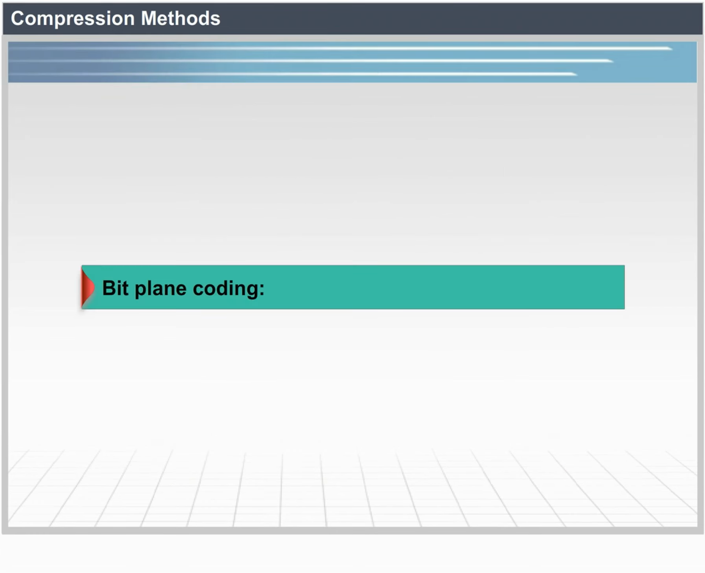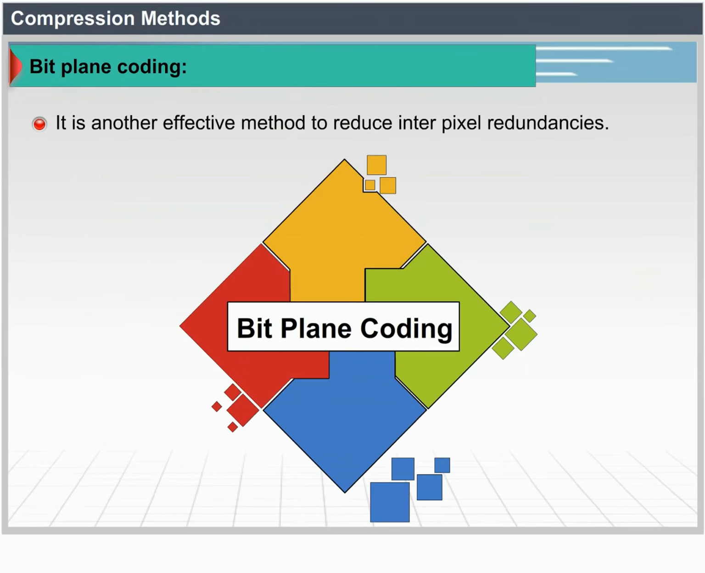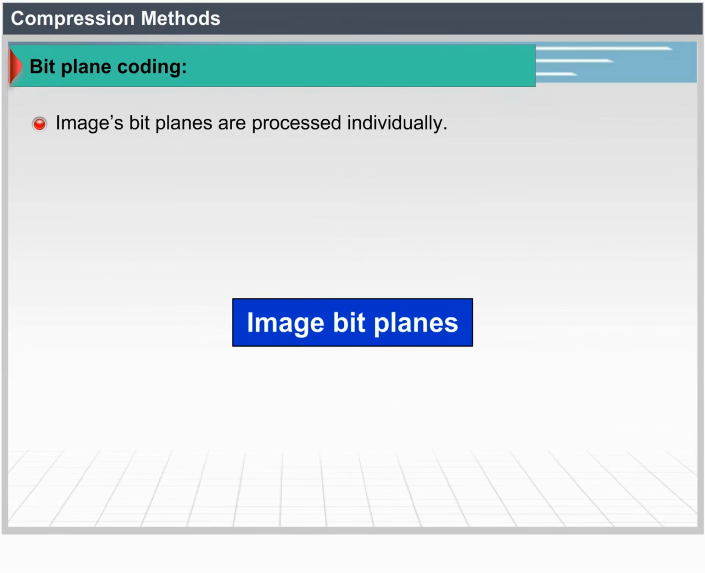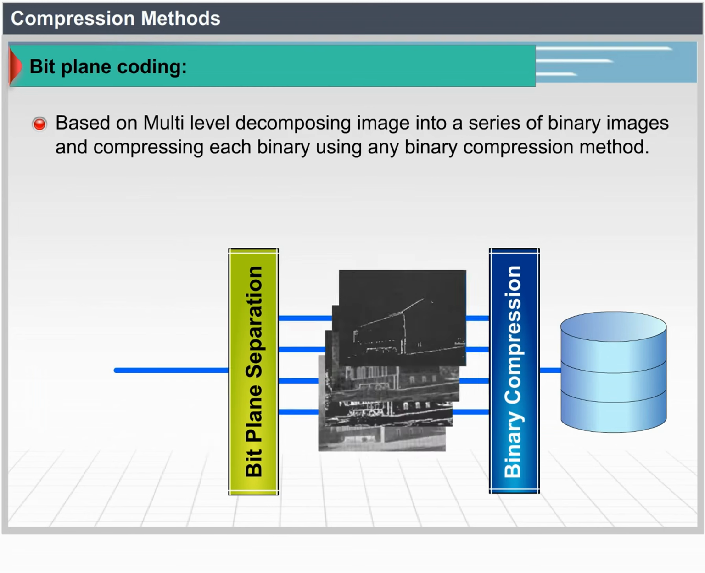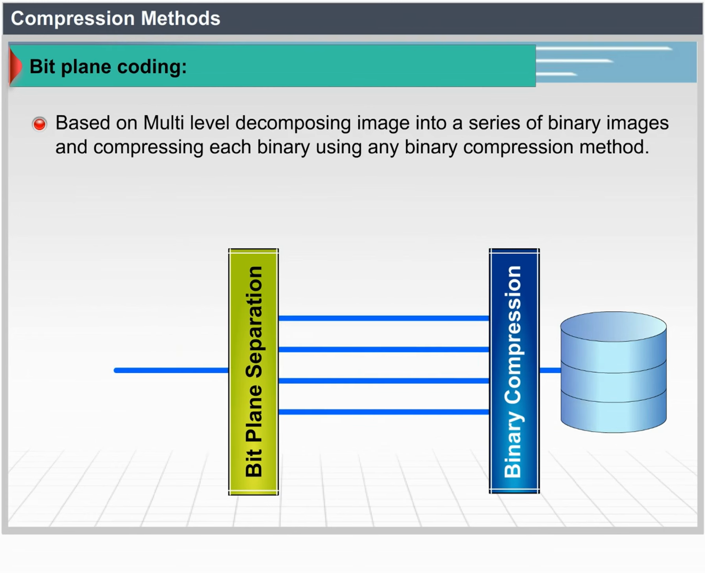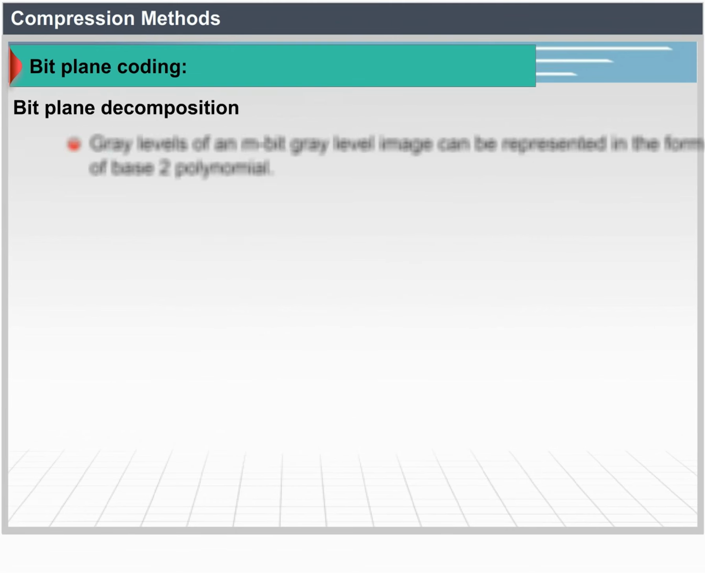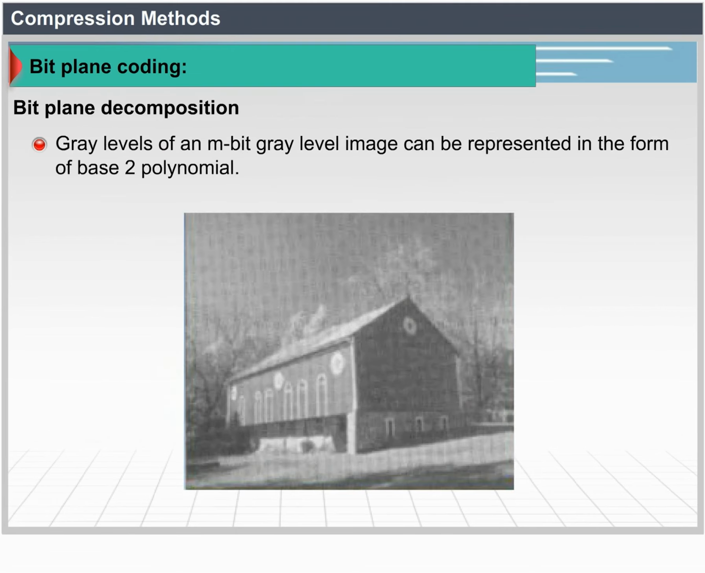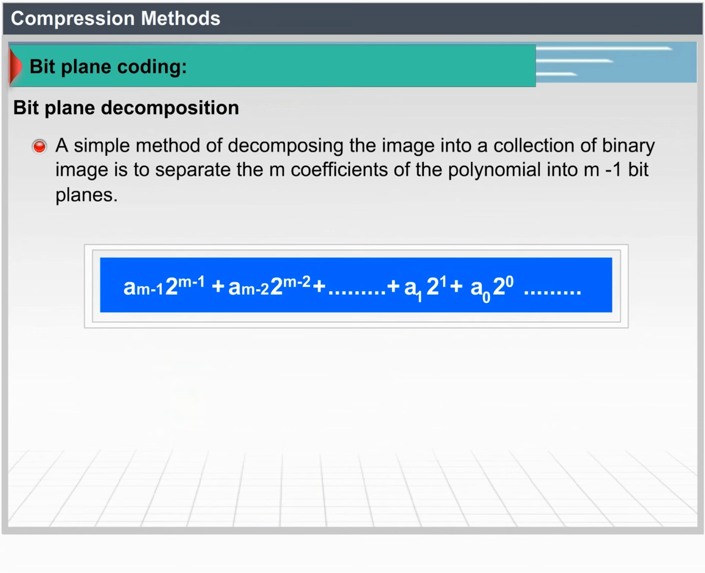Bitplane coding. Another effective method to reduce interpixel redundancies. Image bitplanes are processed individually, based on decomposing a multi-level image into a series of binary images and compressing each binary image using any binary compression method. Bitplane decomposition: gray levels of an m-bit gray level image can be represented in the form of a base 2 polynomial. A simple method of decomposing the image into a collection of binary images is to separate the m coefficients of the polynomial into m 1-bit planes.